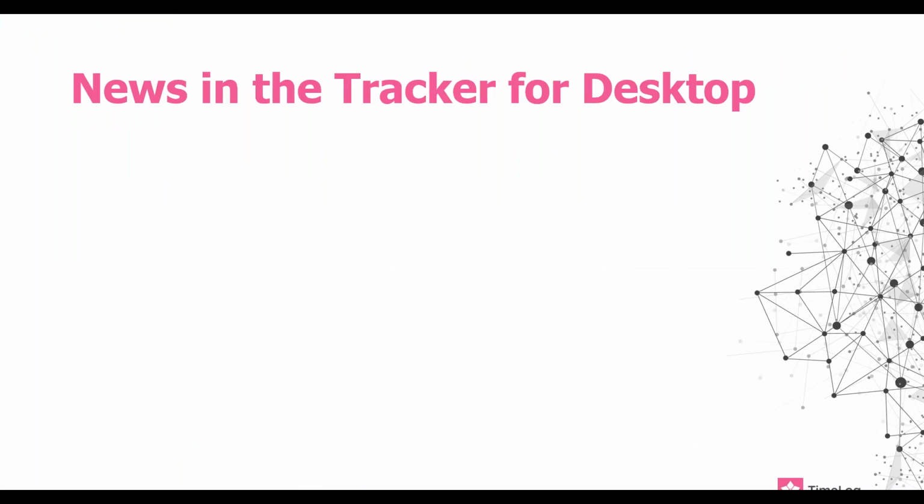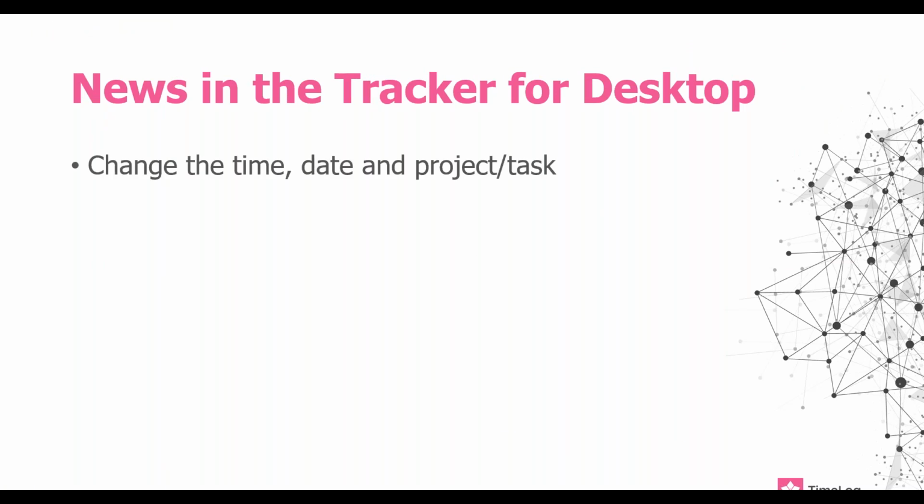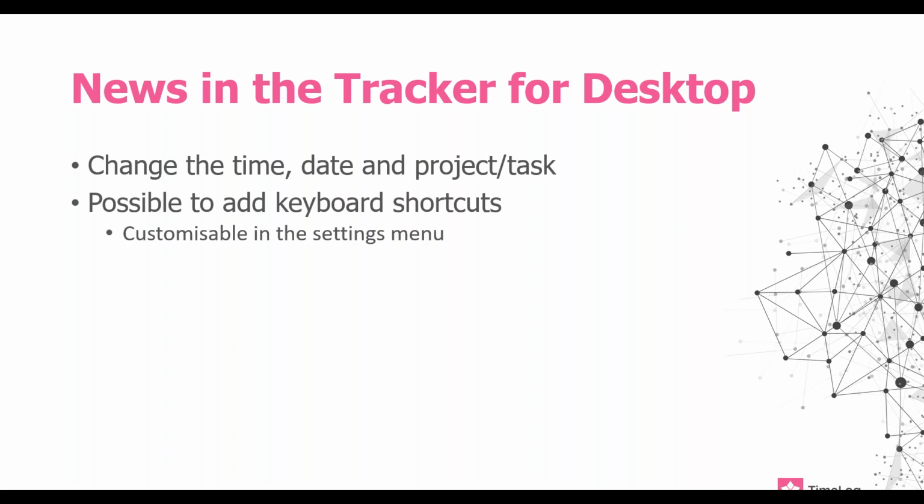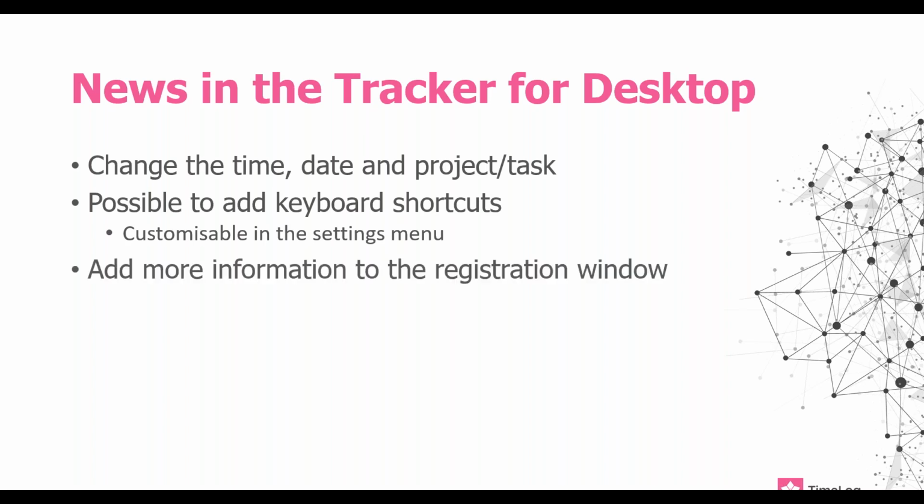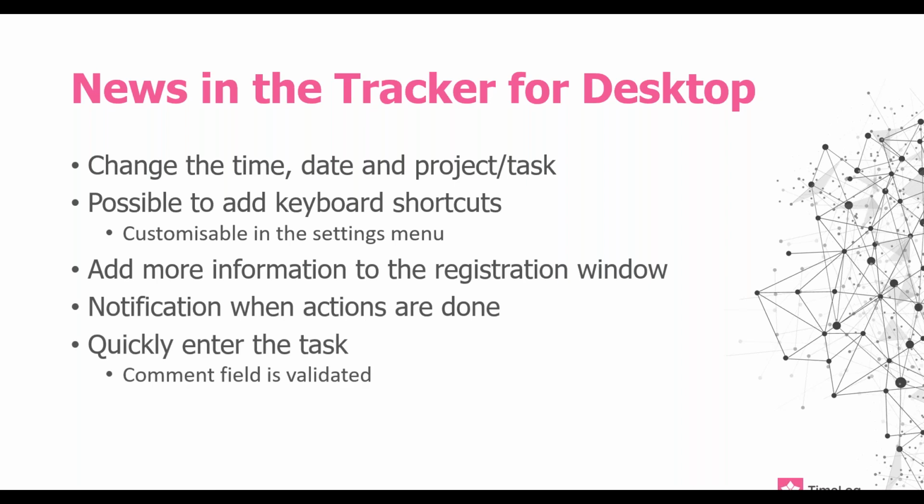News in the tracker for desktop. We can change time, date, and project task. It's possible to add keyboard shortcuts, and we can customize this in the settings menu. We can add more information to the registration window. Notifications will be visible when you have any action in the tracker for desktop. And then you can do a fast entering of the task or starting the task. So you just need to enter the comment, and then the comment field is validated.